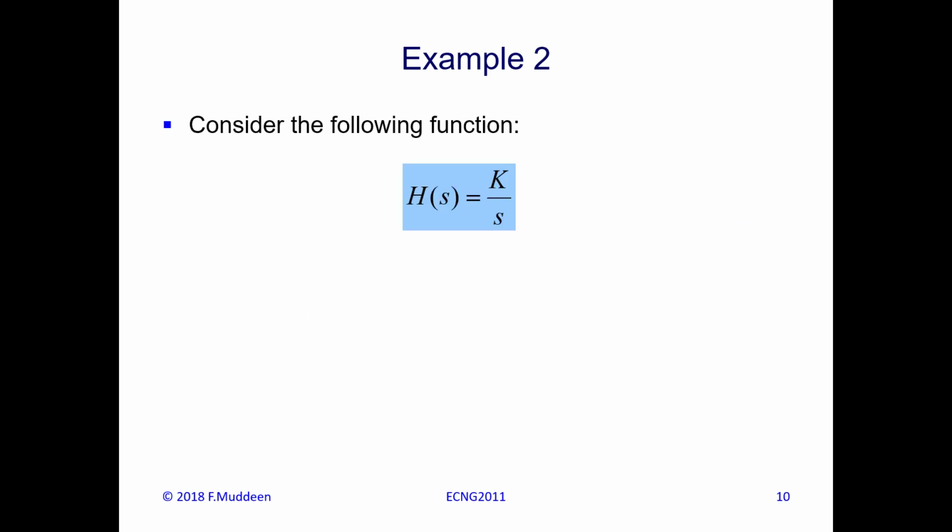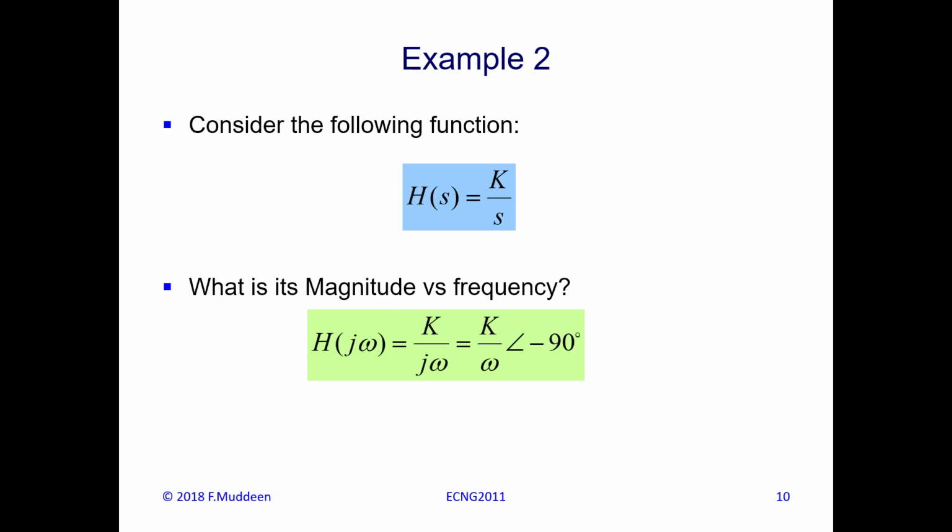Now, our second example is that we introduce an s component here, but in this case the s component is at the denominator. If we try to find the magnitude versus frequency of this, we know basically if we substitute s equal to j omega, we will get the following equation here, highlighted in green.